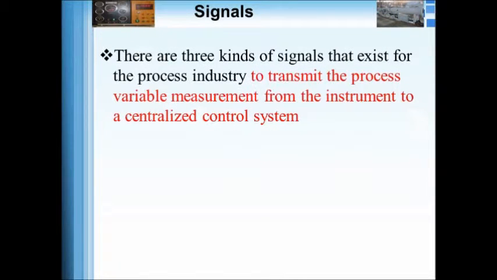Signals. There are three kinds of signals that exist for the process industry to transmit the process variable measurement from the instrument to a centralized control system. One, pneumatic signal. Two, analog signal. Three, digital signal.